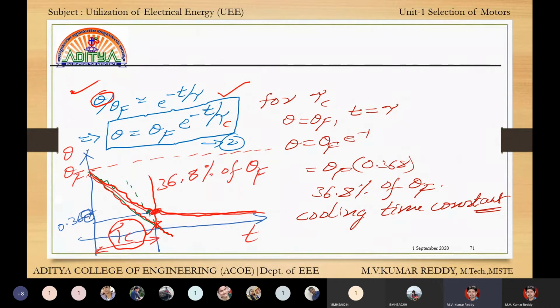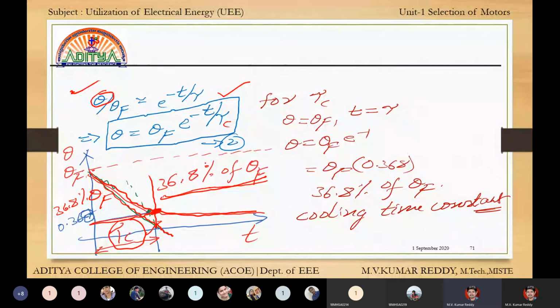Wherever this line touches the curve, that is the value at 36.8 percent of the final value. Now the definition: the time taken by the motor to reach 36.8 percent of its final value beyond the ambient temperature is called the cooling time constant, tau c.